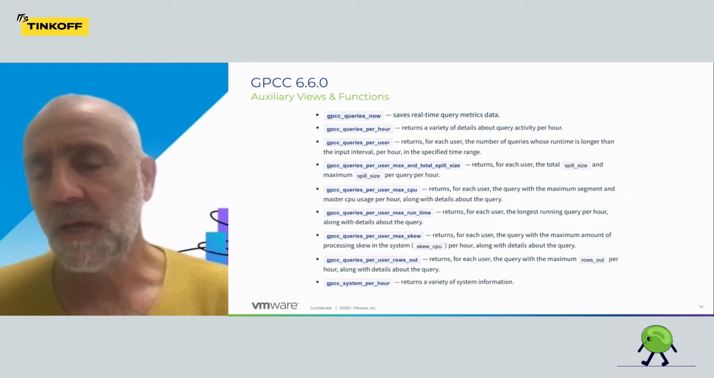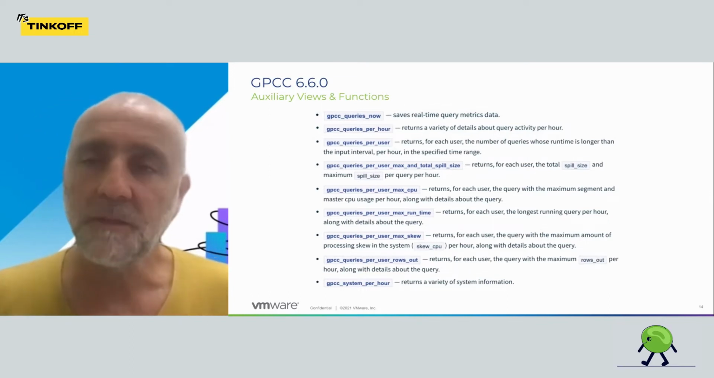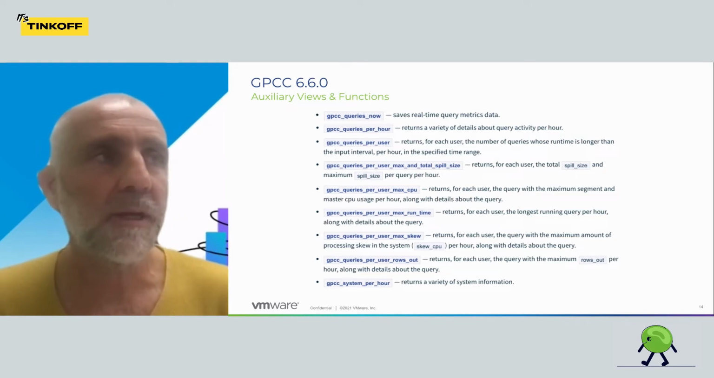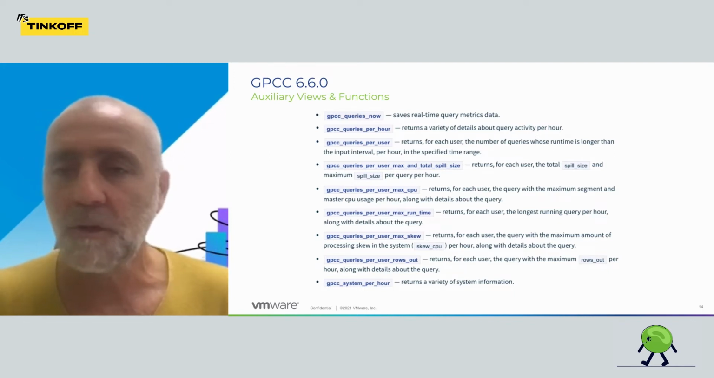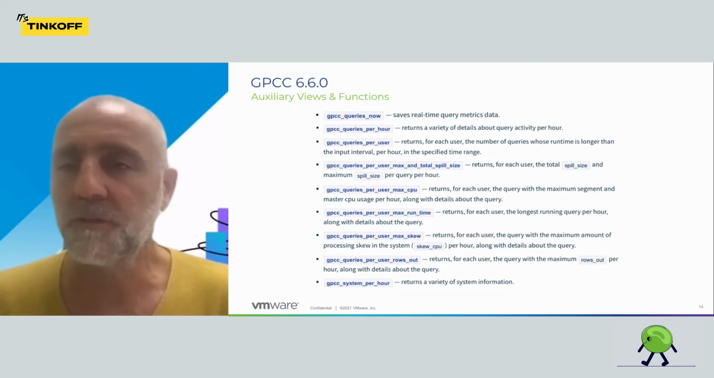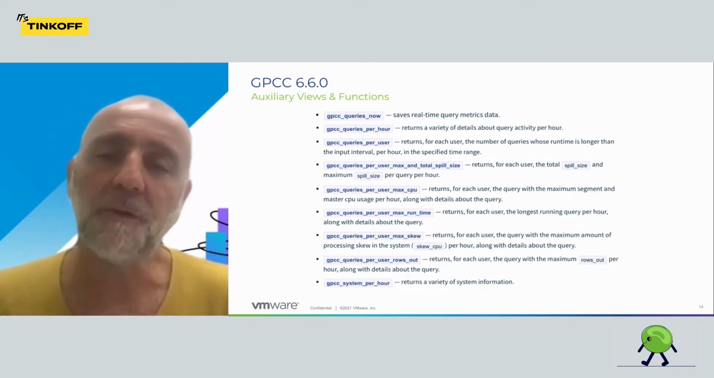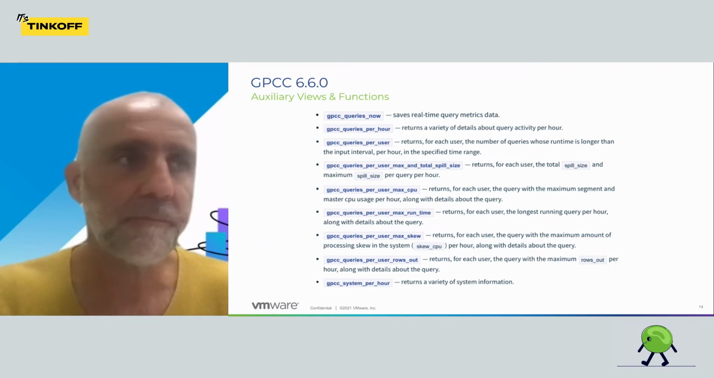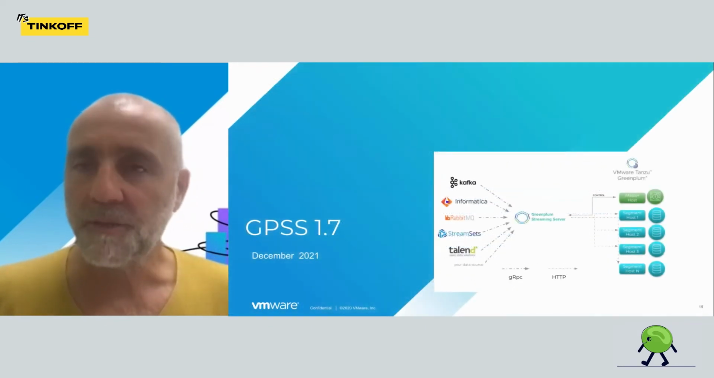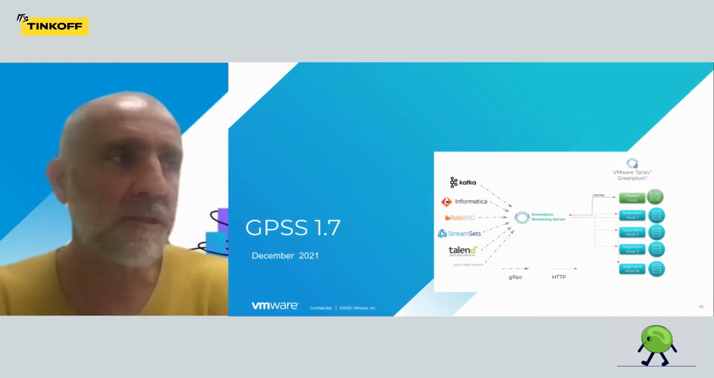And lately, we also added in Command Center a lot of views that you can query directly, where we can save real-time query metrics, the number of queries whose runtime is longer than a specific interval, per user, per segment. So a lot of information that will make the DBA's life easier on the platform. Okay, so those are the improvements that we have in Command Center.